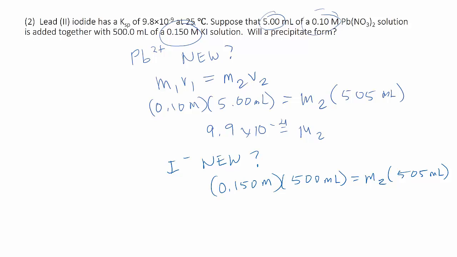Of course, the total volume of the solution is 505 milliliters. We'll see that the iodide concentration hardly changes at all. When we work this out, we get M2 is equal to 0.1485 molar. And I have 2 sig figs in the problem, but I can worry about rounding, of course, at the end of the problem.